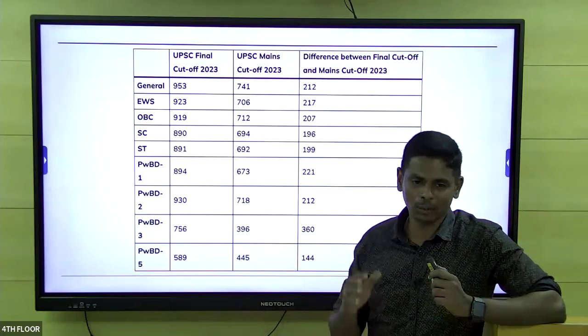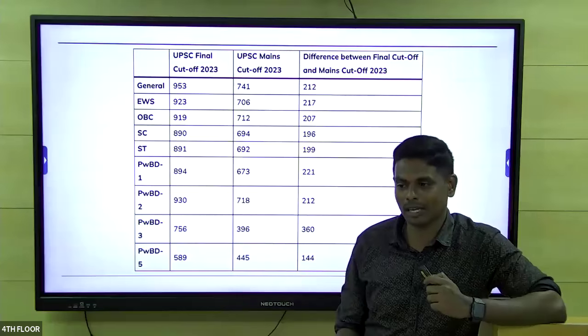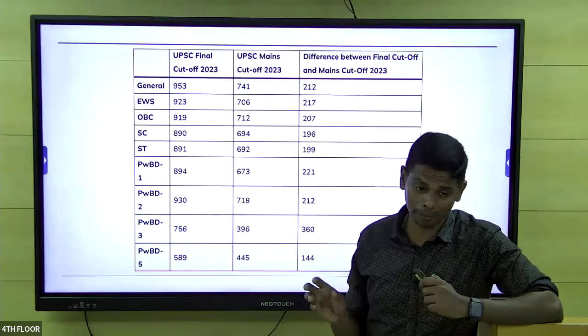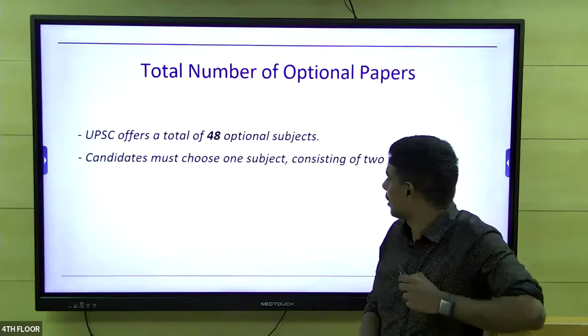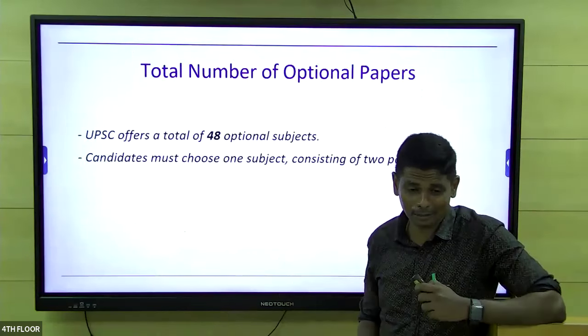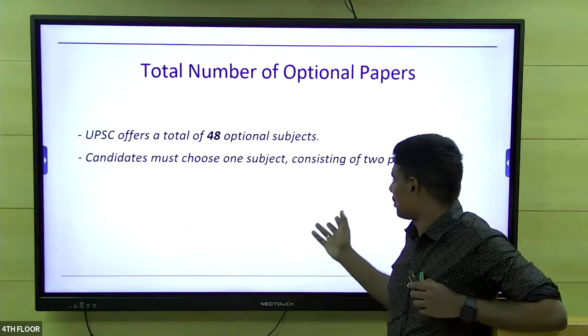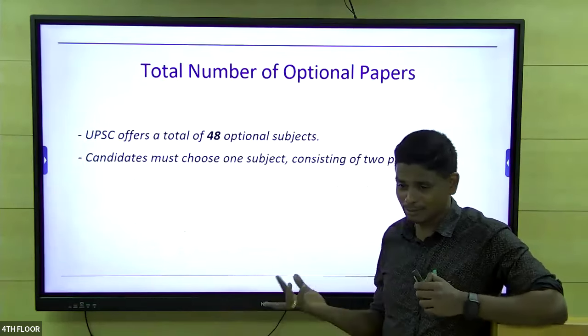That's the way you have to capture it. You have to calculate what average mark I am aiming to get in each and every paper so that I will be on the safer side. So you know these things. There are 48 optional papers. A candidate must choose one subject consisting of two papers.